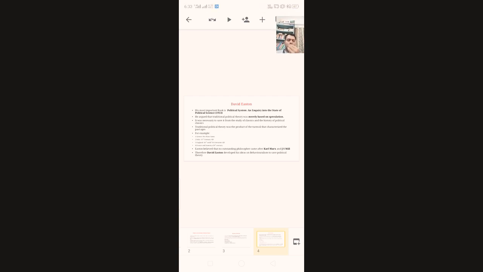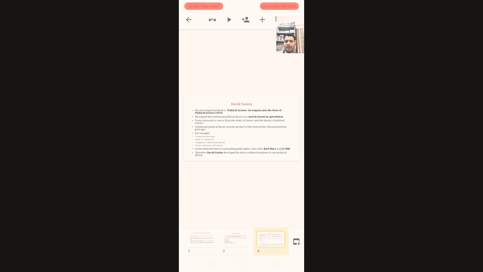This book was published in the year 1953 when he was chairing the International Political Science Association. In this book, he argued that traditional political theory was merely based on speculation. It was necessary to save it from the study of classics and the history of political classics. David Easton was the first thinker who systematically pointed out the problems or challenges before political theory, though people before him had already started talking about the decline.